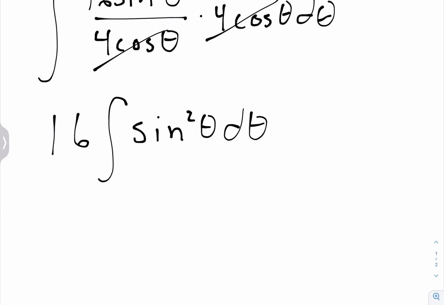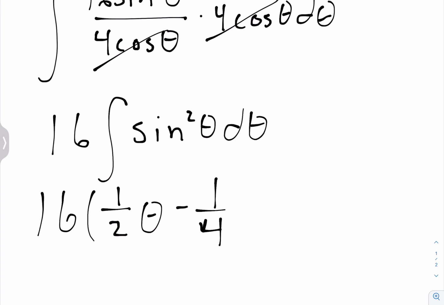So I'm just going to tell you that the integral of sine squared theta, let me just try and remember here, is going to be 1/16 times 1/2 theta minus a quarter sine 2 theta. And then we're going to get this plus c up here.